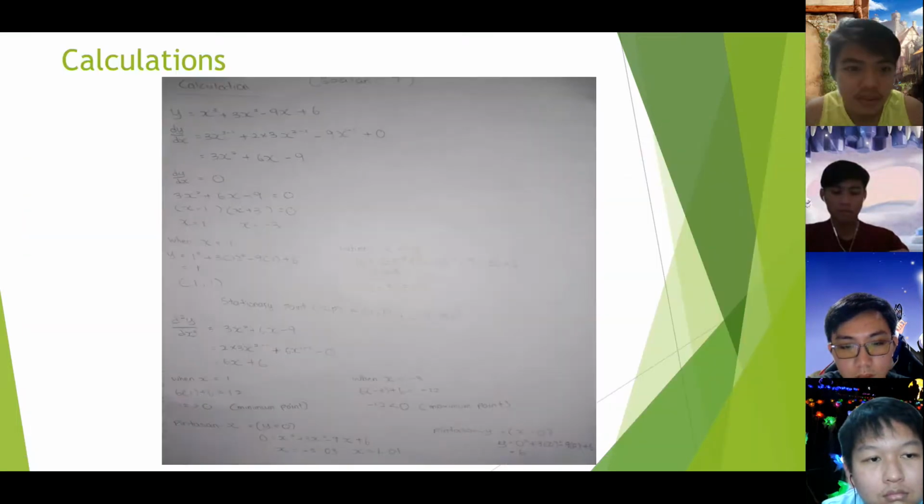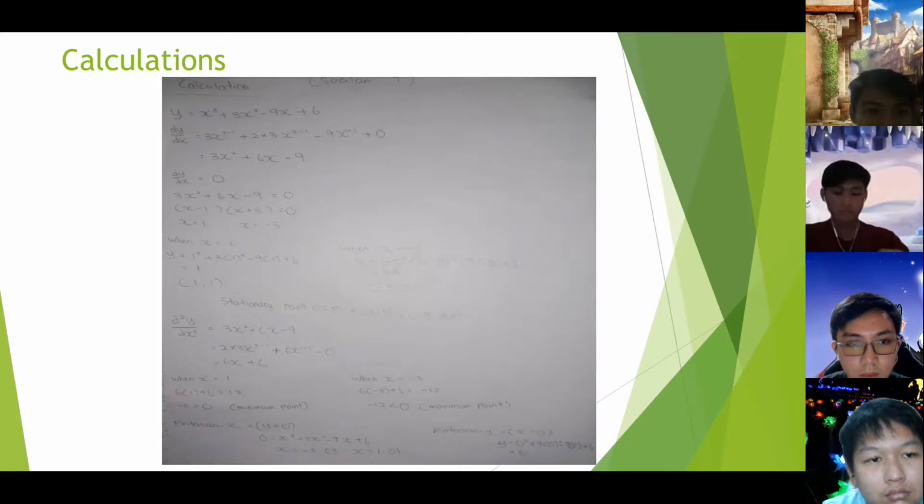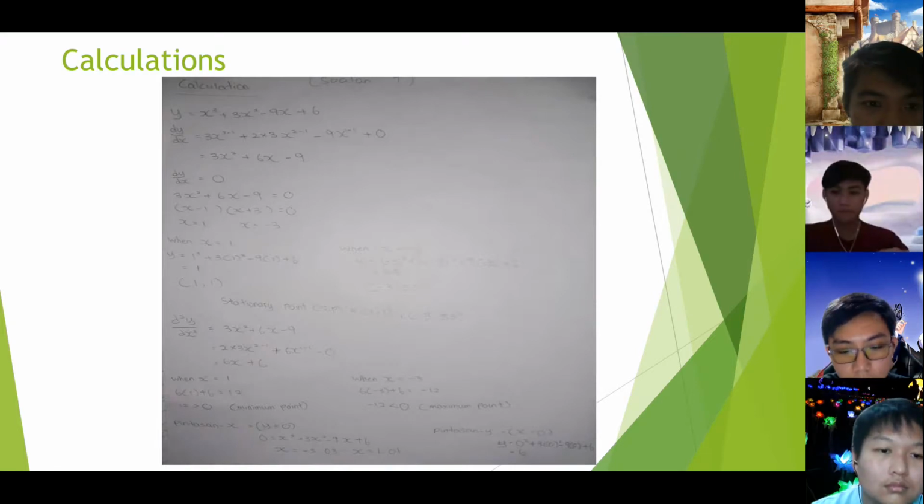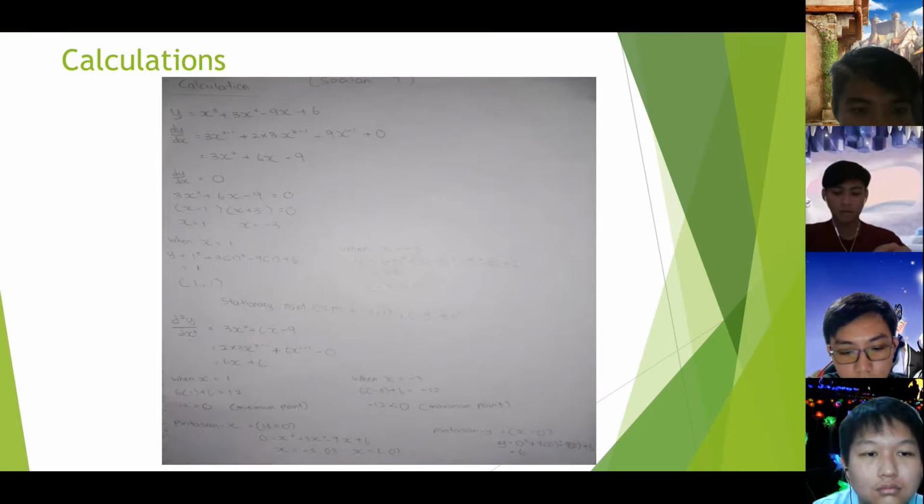Next, the calculation. The dy/dx for y is 3x squared plus 6x minus 9. If the gradient is equal to 0, it will be double x. Number 1 is 1, second is negative 3.